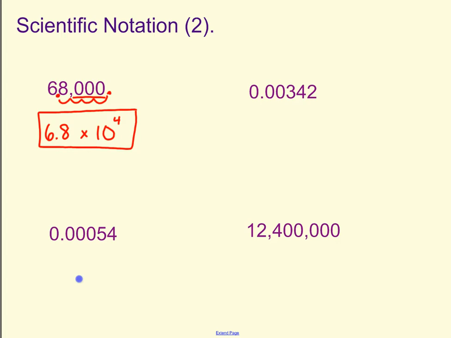Alright, moving on. We have to figure out where our decimal goes. I'm going to ignore those zeros and the decimal goes after the 3. So 3.42 times 10 to some power. Now is this a big number or a small number? Any decimal number is going to be considered small, so I know my exponent will be negative. And then let's count how many spaces between your two decimals. And that's 3, so it's a negative 3.